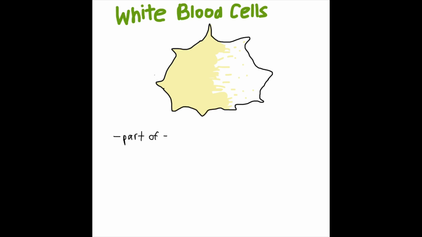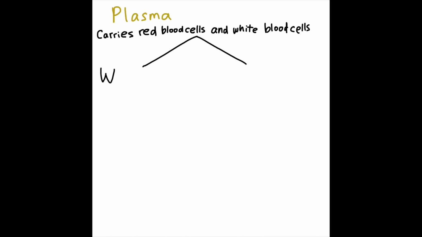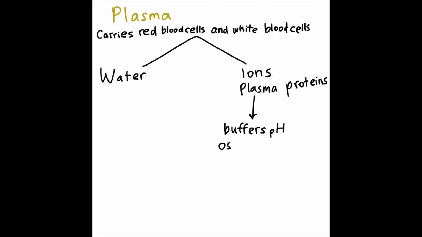White blood cells are actually part of the immune system. They help keep our body healthy by fighting off foreign substances called pathogens and destroying them. As I mentioned previously, both red blood cells and white blood cells are carried by a fluid called plasma. Plasma mainly consists of water, but it also includes ions and plasma proteins in order to help maintain osmotic balance and buffer the pH of blood.